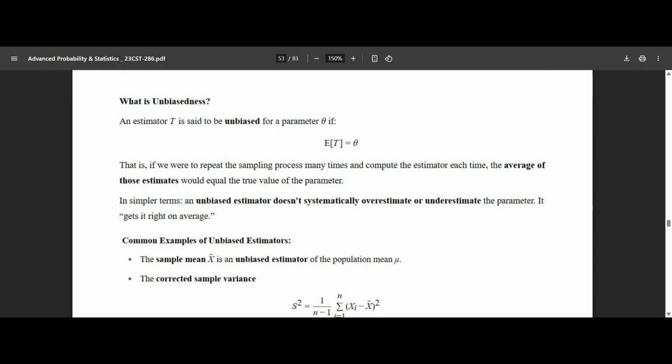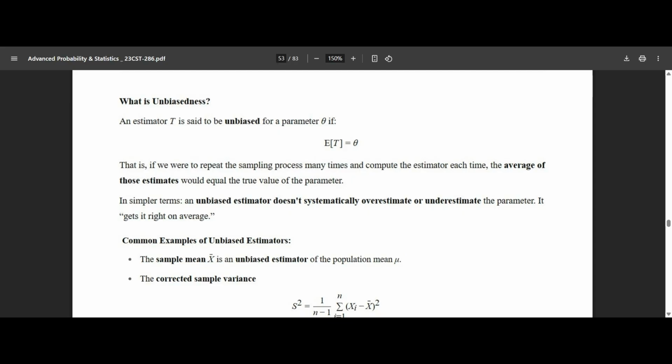Okay. In simpler terms, an unbiased estimator does not systematically underestimate or overestimate the parameter. What is the basic meaning of unbiased? Bias means there's some extra factor added to it. And unbiased means what? It's the same. This basically means that however much your sample keeps growing, the overall mean or median does not change. Let me give you a very simple example.